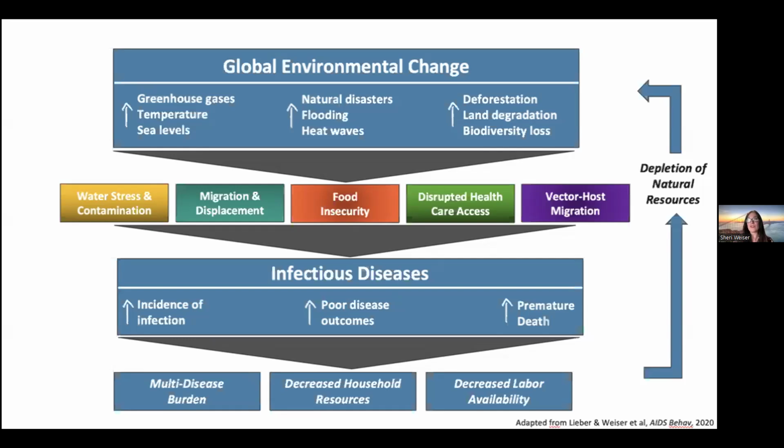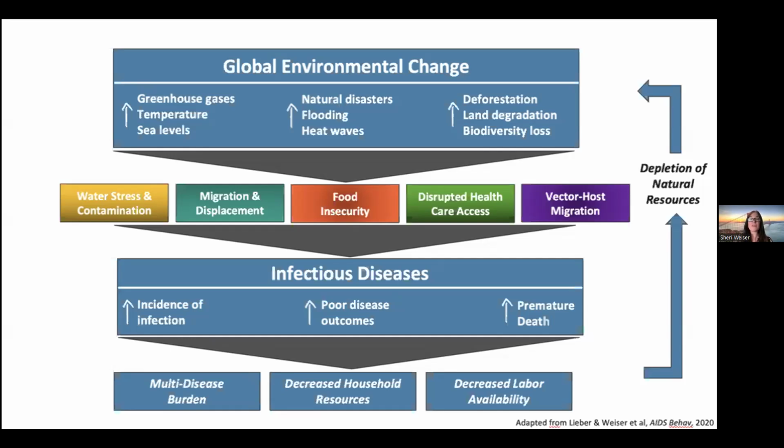And these ecologic drivers create 5 pathways that we've been testing through which climate change can affect infectious diseases. And these are water stress and contamination, migration and displacement, food insecurity, disrupted healthcare access, and vector host migration. So we know that these pathways in turn can increase the incidence of a range of different infectious diseases and also worsen health outcomes among those affected. And importantly, these pathways we know affect each other. So for instance, water and food insecurity we know can drive migration and displacement and also can lead to disrupted healthcare access.